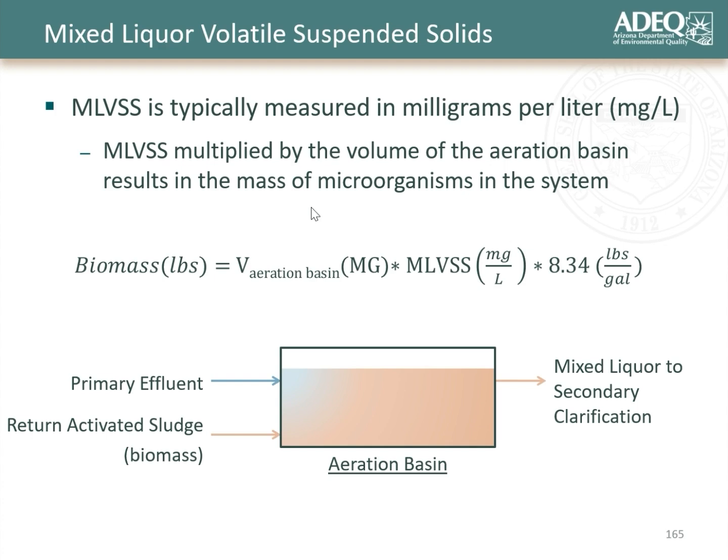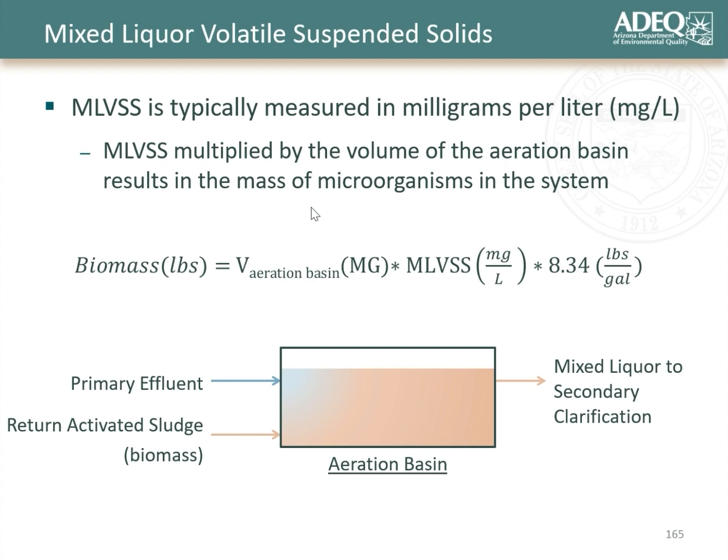of the bacteria that's present in the system. So if you know the MLVSS concentration in the aeration basin, you can calculate the total pounds of bacteria in your system by multiplying the volume of the aeration basin in million gallons times the concentration of the bacteria, as we're quantifying it based on MLVSS, times 8.34. And that'll tell you the pounds of biomass. This is very similar to the BOD equation we had in the previous slide, except we're using the volume of the aeration basin in million gallons rather than million gallons per day. And we're using the mixed liquor volatile suspended solids in this example.